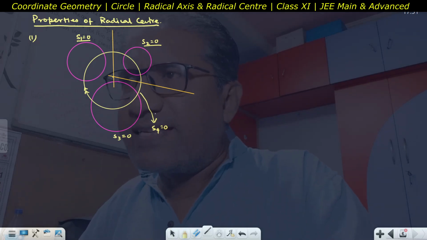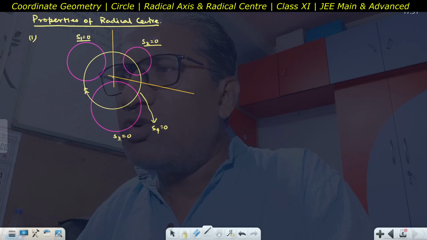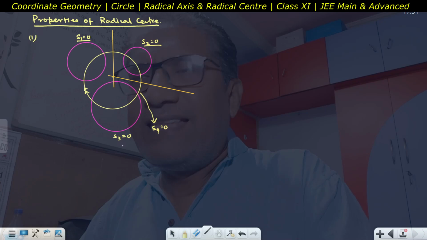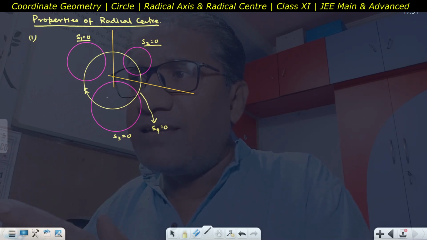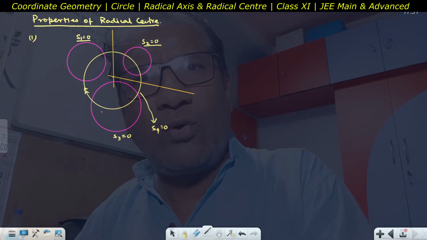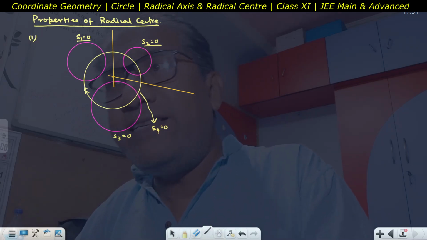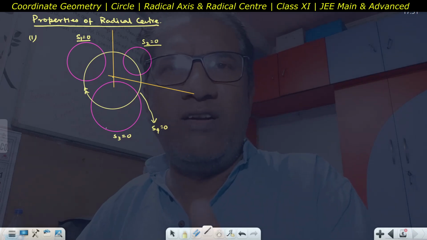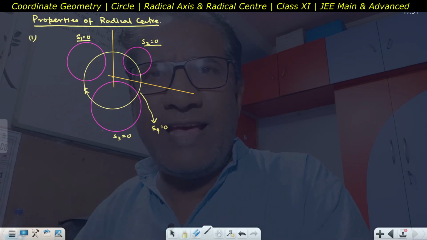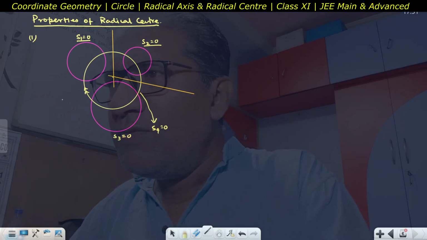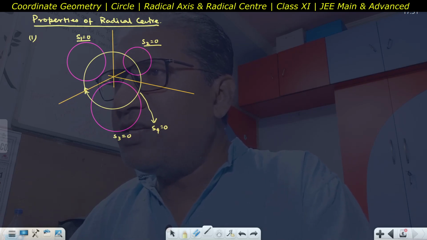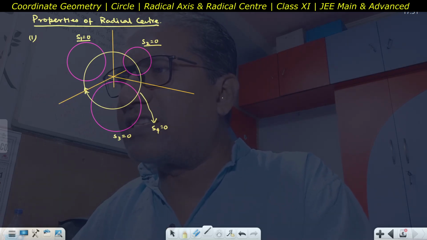Similarly, for S1 equals 0 and S3 equals 0, this yellow circle, that is S4 equals 0, is intersecting these two circles orthogonally. It means the radical axis for these two circles will definitely pass through the center of the circle S4. So, this is the radical axis, and it is passing through the center of the circle S4.